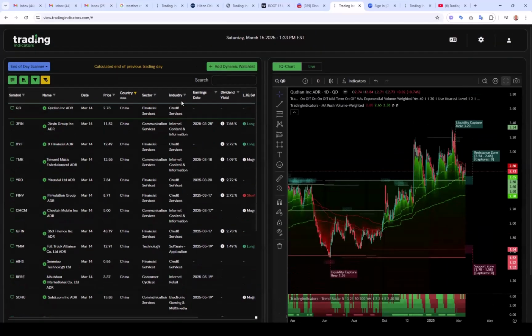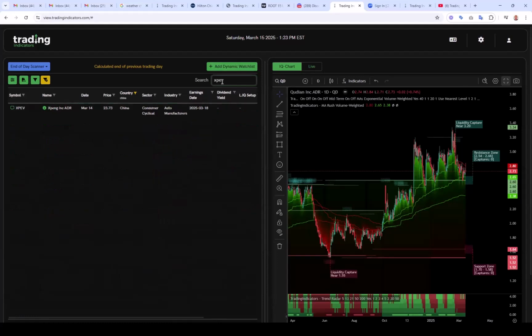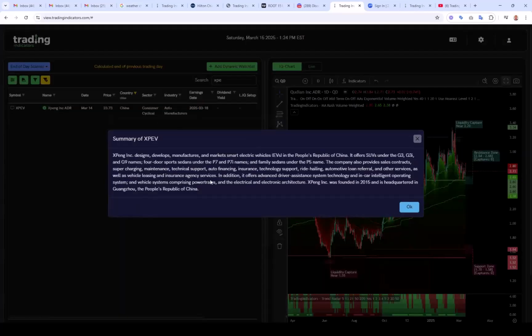XPEV. There we go. This one. All right, let's have a look. Okay, yeah, earnings coming up on the 18th. They are in car manufacturing. Okay, let me have a quick look. Is this one of these new smart electric vehicles? Yep, SUVs. Okay, interesting.